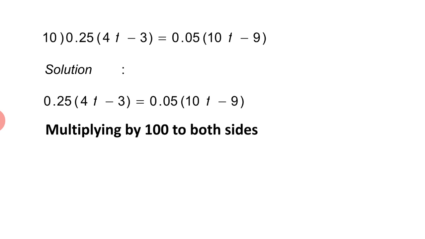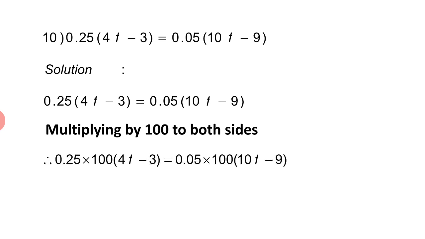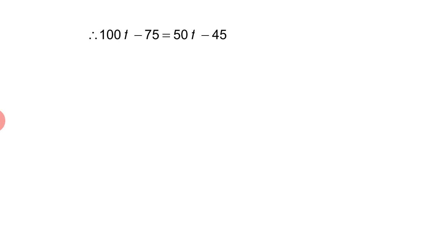So multiplying by 100 to both the sides: 0.25 into 100 into (4f minus 3) is equal to 0.05 into 100 into (10f minus 9). We can multiply both sides by any common number. In that case, the equation doesn't change. Is it clear, children? So now, therefore, 25 into (4f minus 3) is equal to 5 into (10f minus 9). Now it is simple, like question number 6. So what we will do? We will use the distributive property to open the brackets. So it will be 100f minus 75 is equal to 50f minus 45.